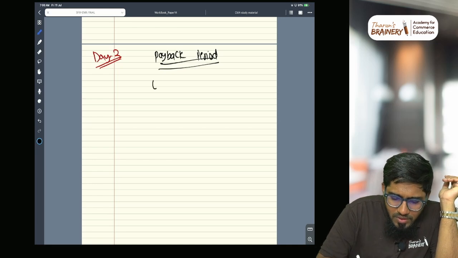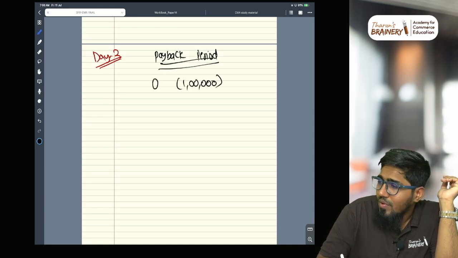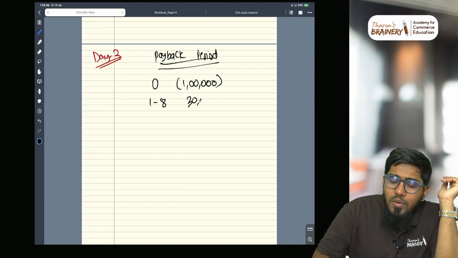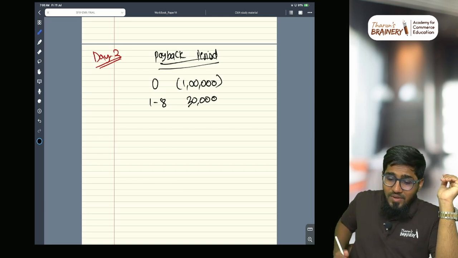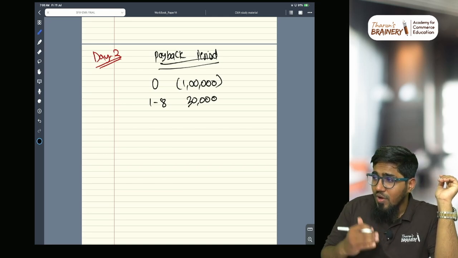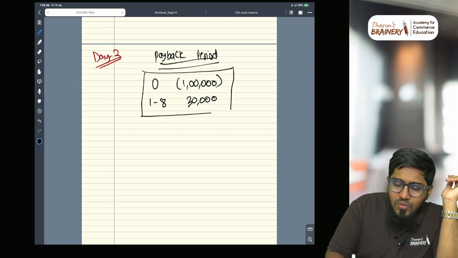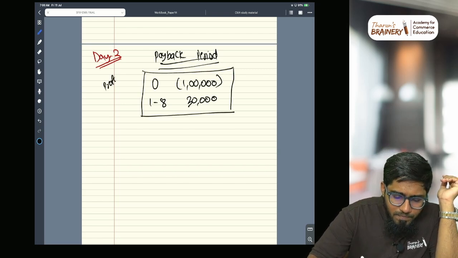Which means what? In the 0th year, you give me 1 lakh rupees. From years 1 to 8, I am going to give you 30,000 rupees. So 1, 2, 3, 4, 5, 6, 7, 8, annuity cash flows, right? Because all are annuity cash flows, I can write it like this also. This is the cash flow pattern. This is proposal A.